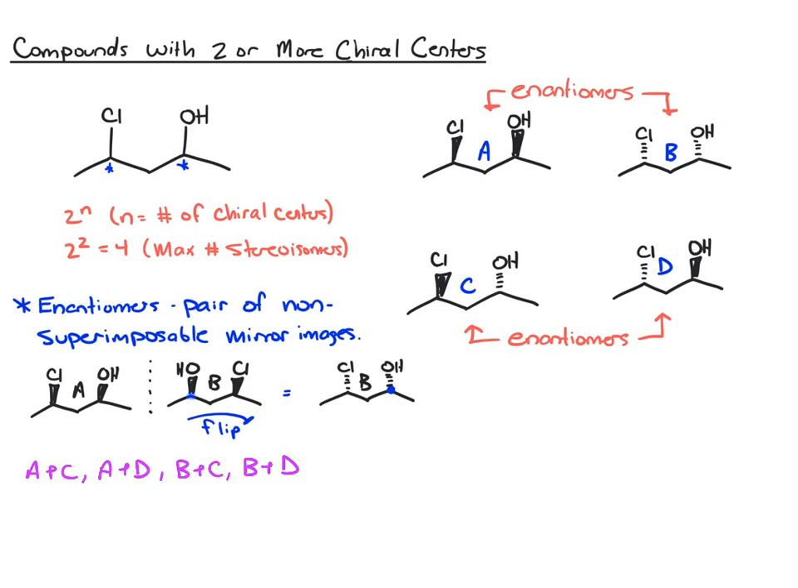Well, if we try to define them, they're pairs of non-superimposable non-mirror images. So these are different than enantiomers. Like enantiomers, they're non-superimposable, but unlike enantiomers, they're non-mirror images. These stereoisomers are given a different term. They're called diastereomers.